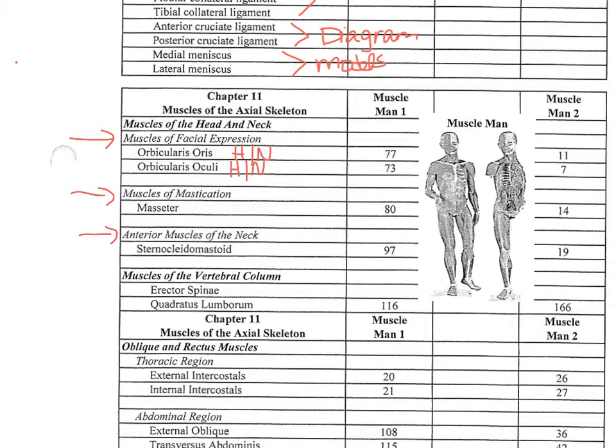The masseter muscle here is going to be on the head and neck model. And the sternocleidomastoid will be on the head and neck model. Okay. Then we get to erector spinae, and the erector spinae will be on a diagram.